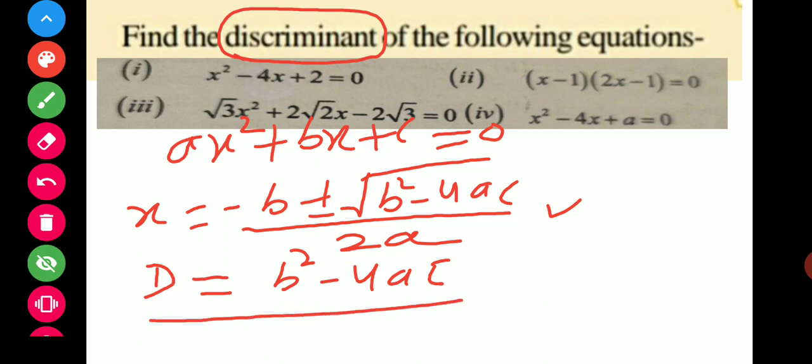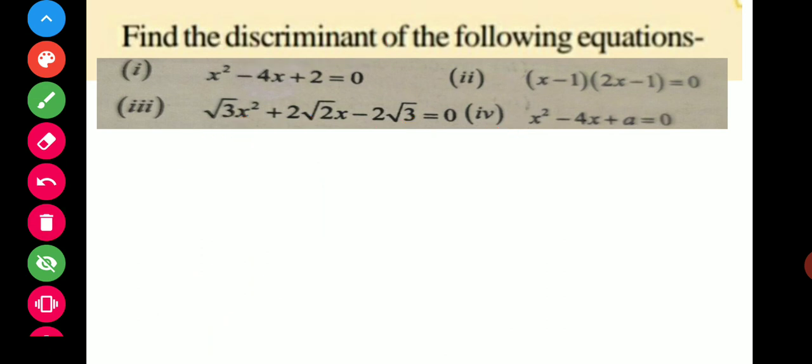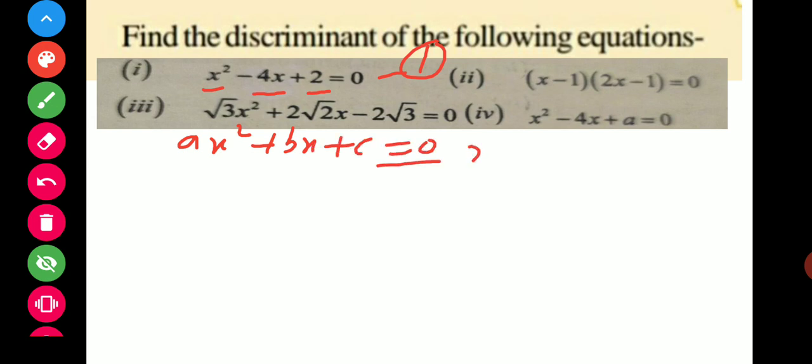So all the equations are compared with this equation, then we put in these values and we get the discriminant. So let us proceed with this question. First of all, the first question is x square minus 4x plus 2 equal to 0. Now compare to this equation, ax square plus bx plus c equal to 0. Comparing the equation first and second, we get a is equal to 1, b is equal to minus 4, and c equal to 2.